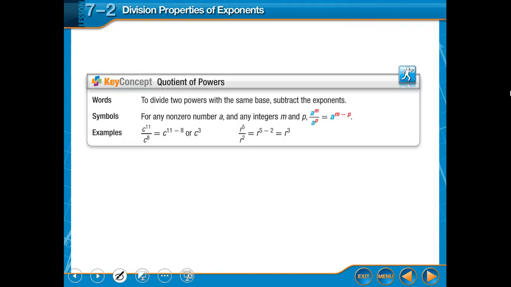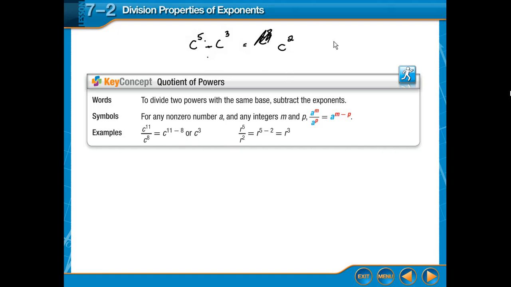Okay, so the first rule that we're going to learn is the quotient of powers. Before, in the last section, we learned that when you multiply with the same base, like c to the 5th times c to the 3rd, I would get c to the 8th. In this section, we're learning division. So what if I had c to the 5th divided by c to the 3rd? Well, for multiplication, we added. So for division, we're going to subtract. So this would be c squared.